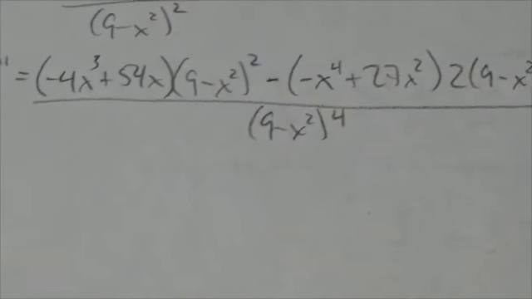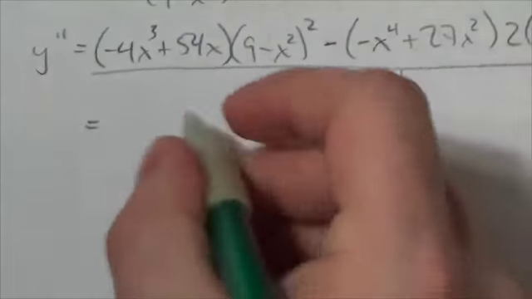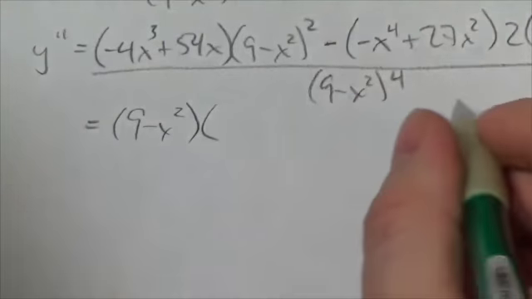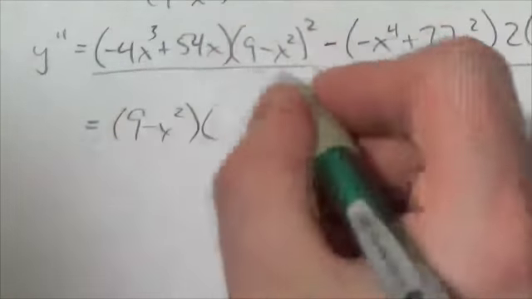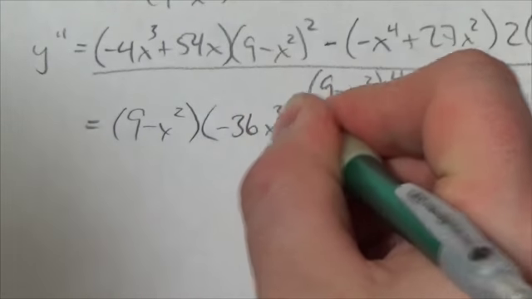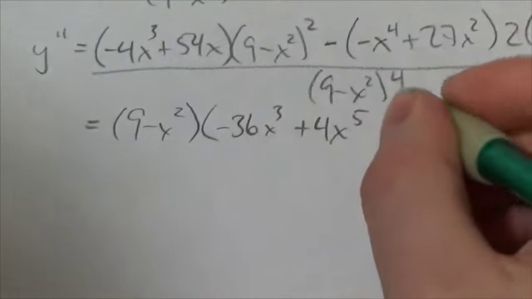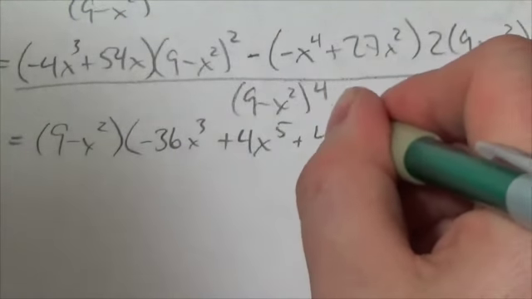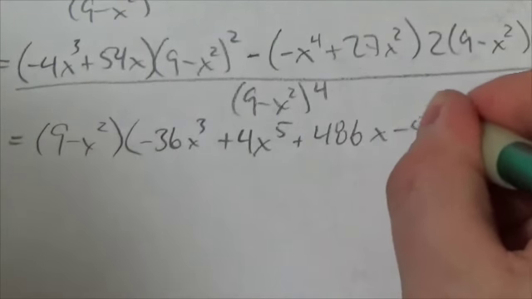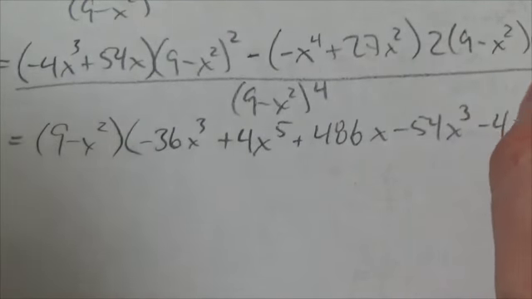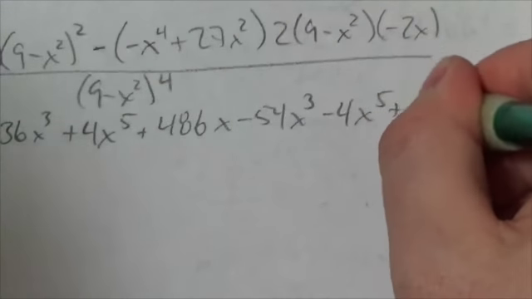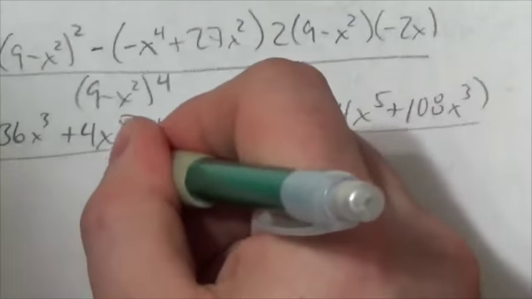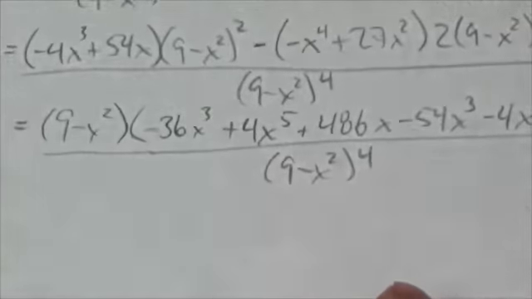Okay, a lot going on there. That's okay, let's keep going here. I'm going to factor out the 9 minus x squared, see if that gives me anything pretty here. And when I simplify what's left over, I've got to FOIL this out. So it'll be minus 36x cubed plus 4x to the fifth plus 486x minus 54x cubed minus 4x to the fifth plus 108x cubed, and this is all over (9 minus x squared) to the fourth.